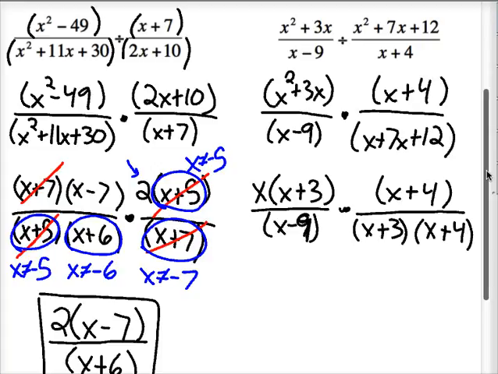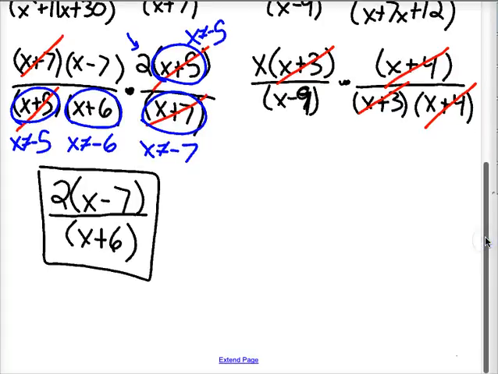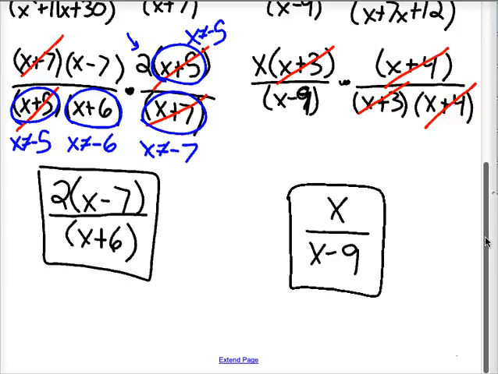And so now I start my canceling process. The x plus 3's cancel, x plus 4's cancel, and so I am left with an x on top and an x minus 9 on the bottom. So I have my factoring and canceling done. So now I am looking to state the restrictions.